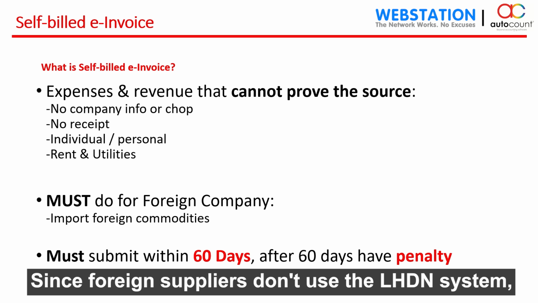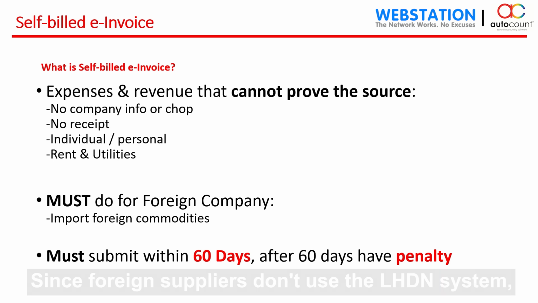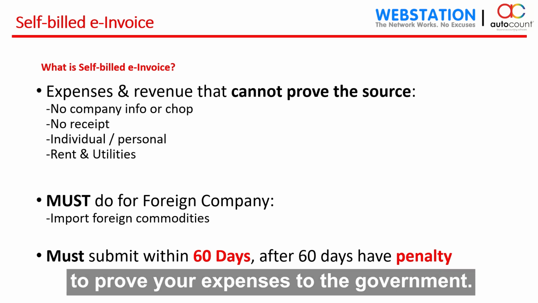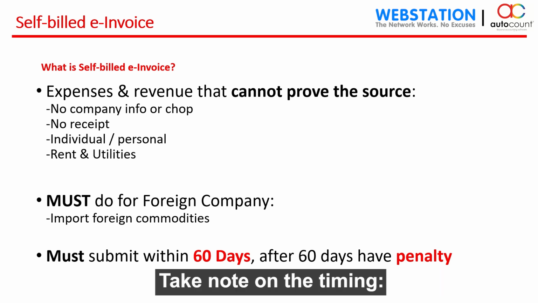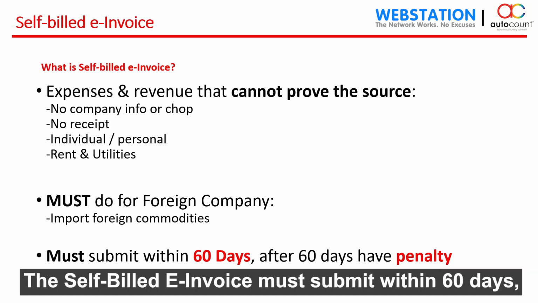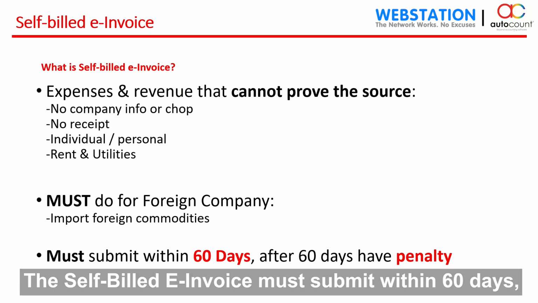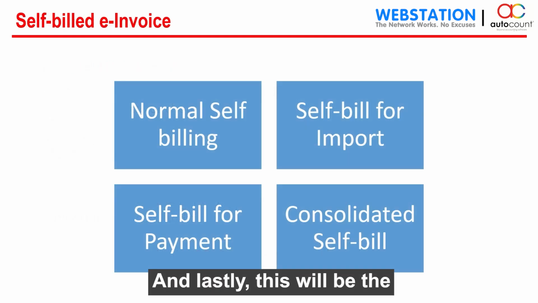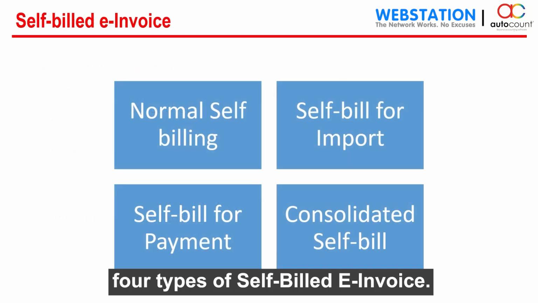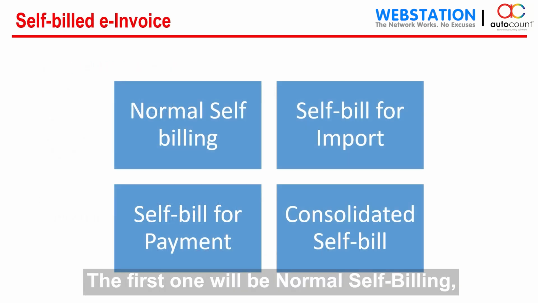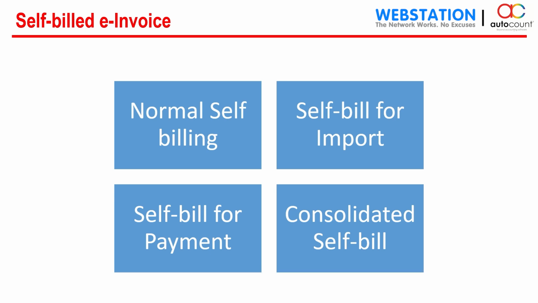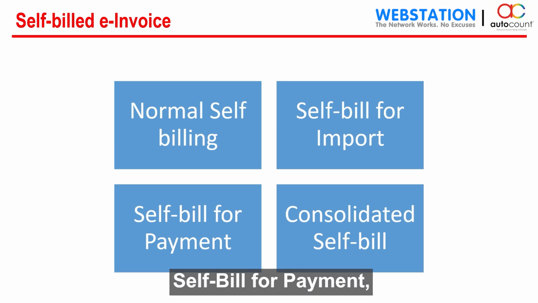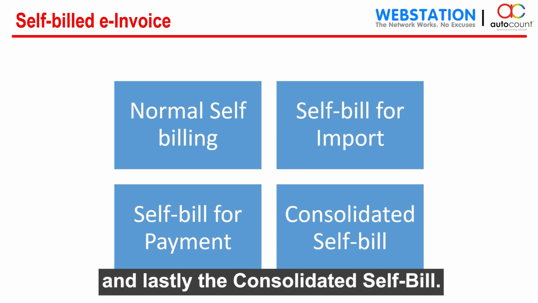Since foreign suppliers don't use the LHDM system, you must issue a self-bill invoice to prove your expenses to the government. Take note on the timing. The self-bill invoice must be submitted within 60 days, as after 60 days will have penalty. And lastly, these will be the 4 types of self-bill invoice. The first one will be normal self-billing, followed by self-bill for import, self-bill for payment, and lastly the consolidated self-bill.